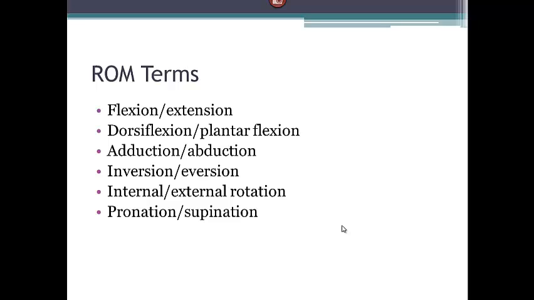The last range of motion term is pronation and supination. Pronation is rotation so that the palmar surface of the hand is directed downward. Examples of this movement are elbow and wrist. And supination is rotation so that the palmar surface of the hand is directed upward. And examples of this are the same, elbow and wrist.